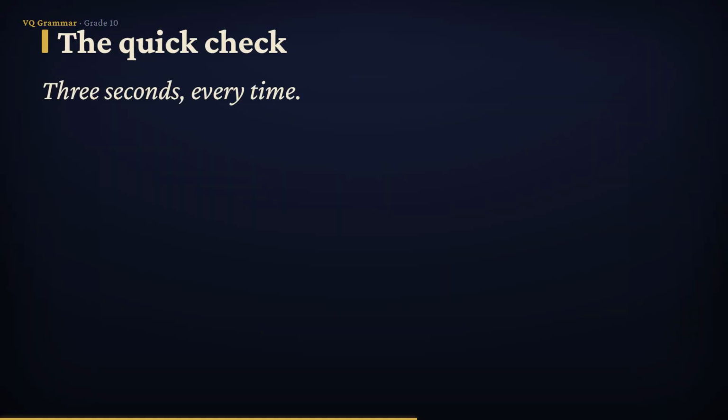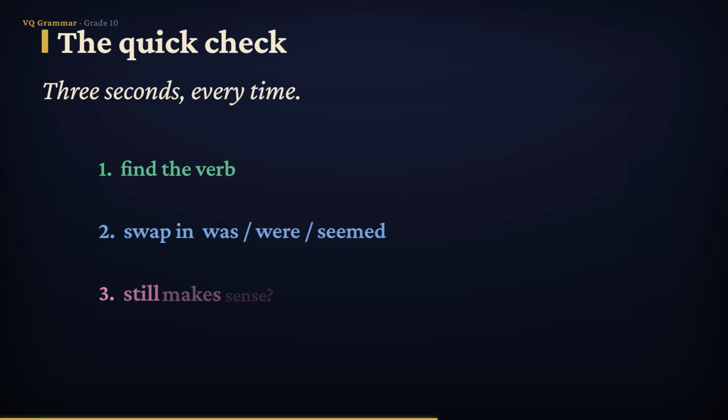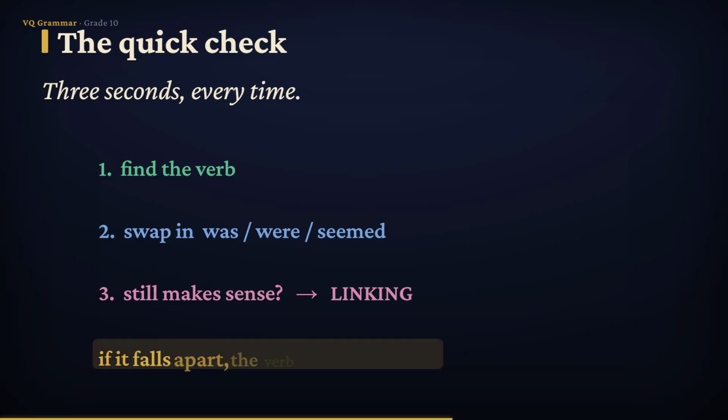Let's boil the whole lesson down into a check you can run in about 3 seconds. Step 1. Find the verb in the sentence. Step 2. Swap in was, were, or seemed in its place. Step 3. Read the sentence back to yourself. If the sentence still makes sense, the verb is linking, and the word right after it either renames the subject or describes it. But if the sentence falls apart, if it turns into nonsense, then your verb is showing action instead. That's the entire lesson in 3 steps.